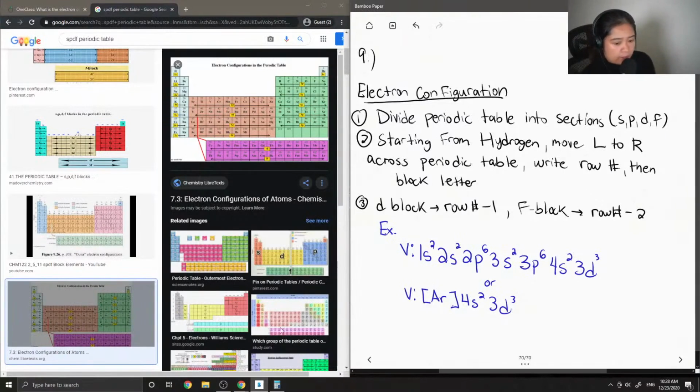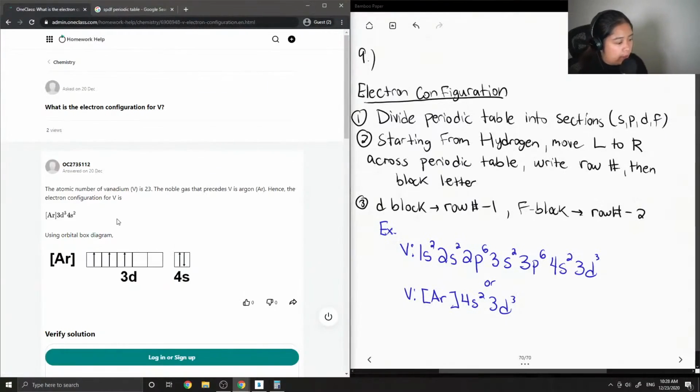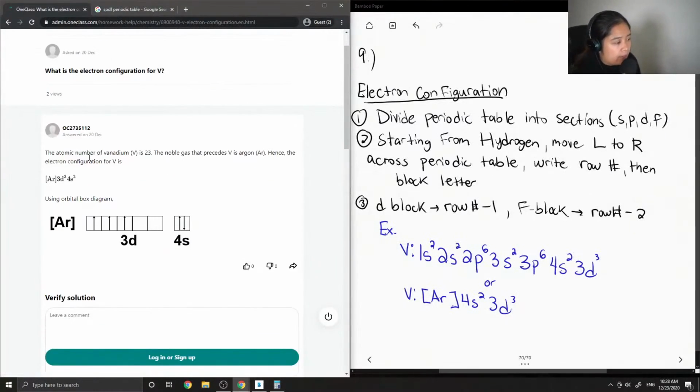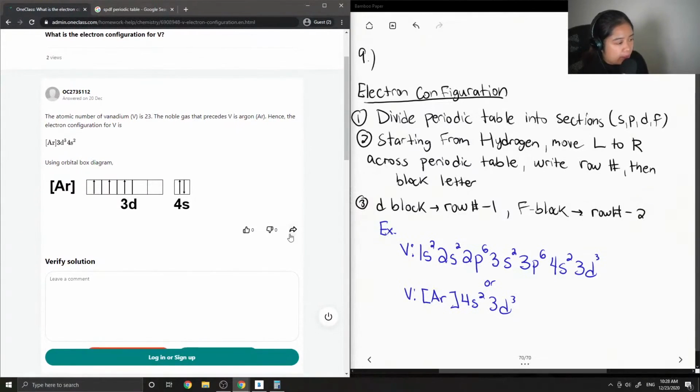Okay, so let's see what the junior tutor said. The atomic number for vanadium is 23. The noble gas that precedes vanadium is argon. Hence, the electron configuration for vanadium is argon. Here it doesn't matter, you can write the 3d3 first, or the 4s2. This is because the 3d3 has a lower energy than the 4s2.